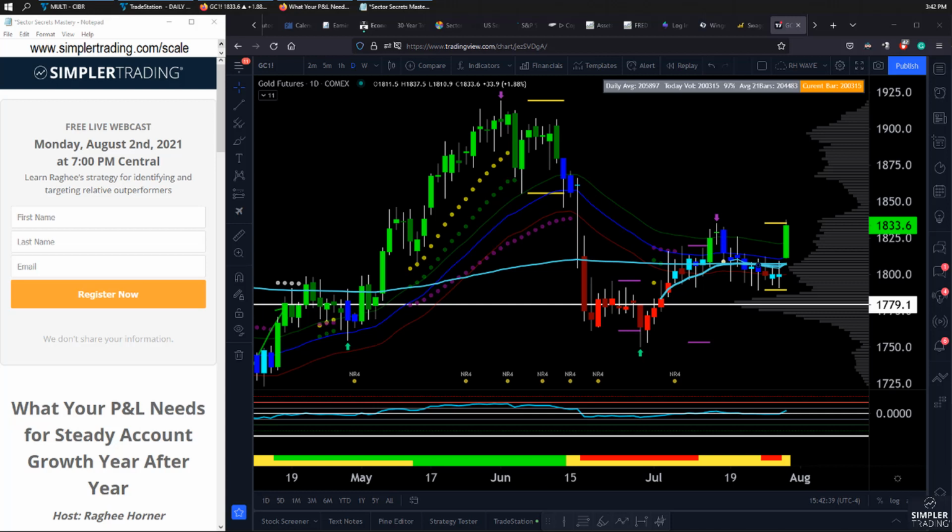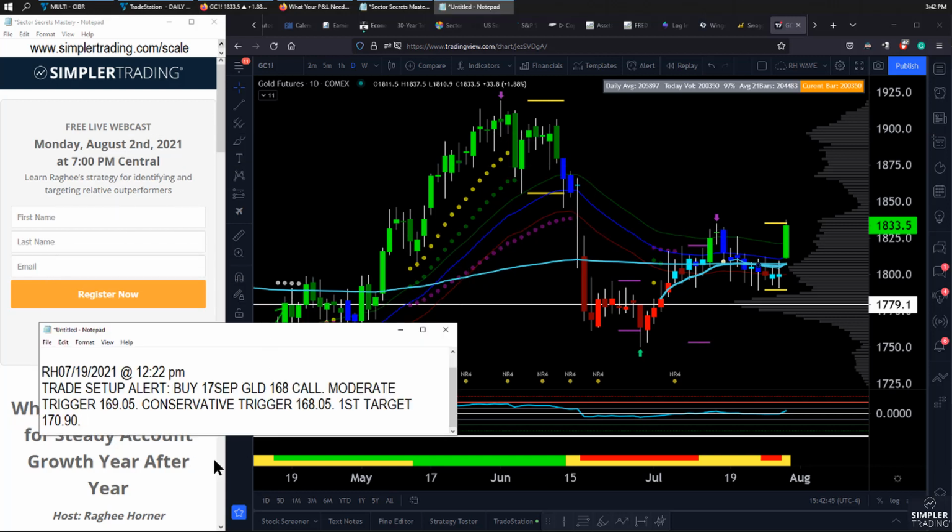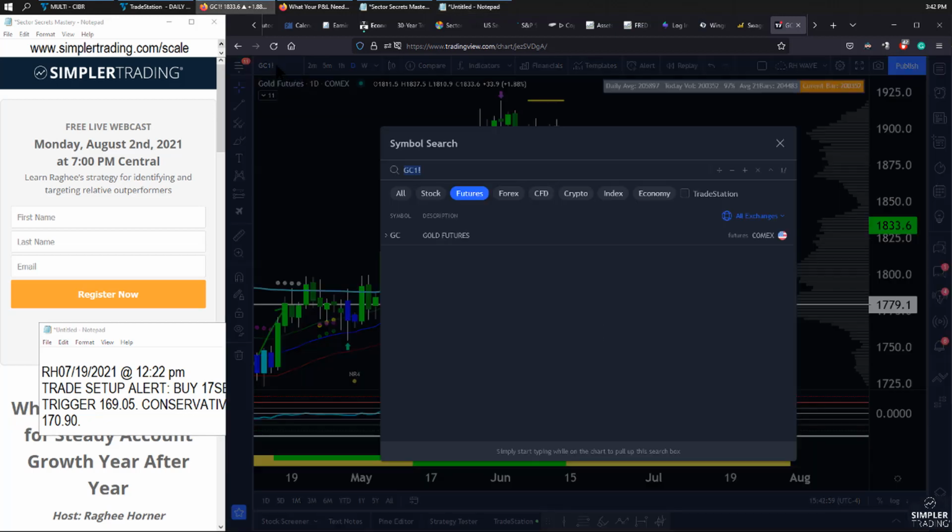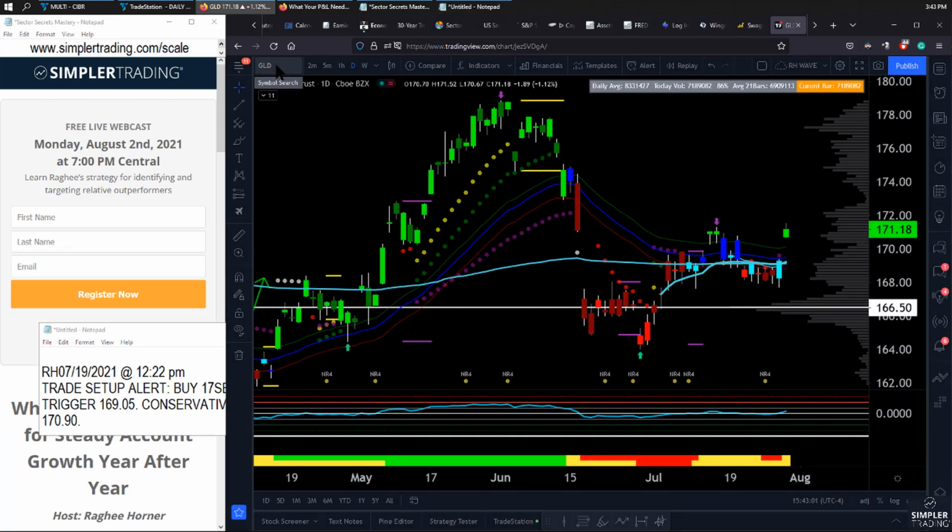So the initial setup in gold was back on the 19th. So put that within context of today, the 29th. Our setup in gold was on the 19th. But notice that we're not actually getting in automatically on the 19th. And this play was really with the GLD ETF.